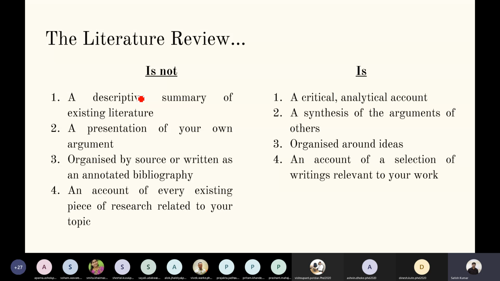So critical thinking comes into the picture. Everything you need to evaluate critically. If you are not checking it in a critical way, it is of no use. If you are just writing a descriptive summary of that literature, there is no use.